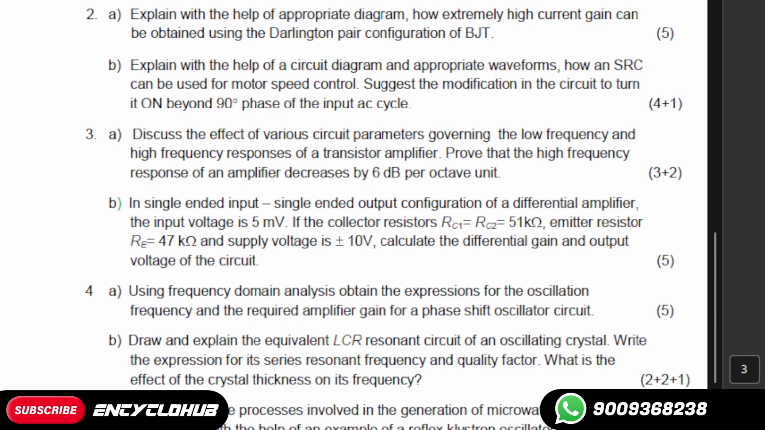Now question number 3B is here, which is a single-ended input configuration of a differential amplifier. The input voltage is 5 mV. If the collector resistors RC1 equal to RC2 equal to 51 kilo ohm, emitter resistor R equal to 47 kilo ohm, and supply voltage is 10 volt. Calculate the differential gain and output voltage of the circuit.